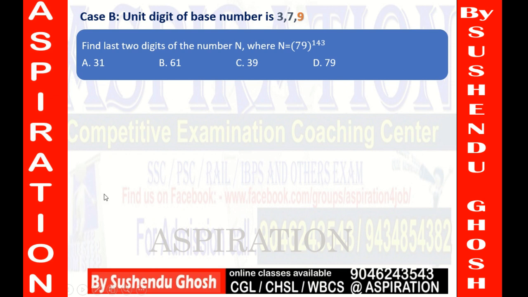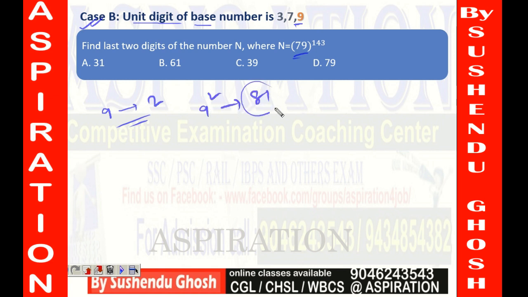In the next slide we have 9 in the unit place of the base number. We have taken an example, 79. Now some time back I told you that the cyclicity of 9 is 2, because 9 squared will give you 81, which has 1 in the unit digit of the base number.